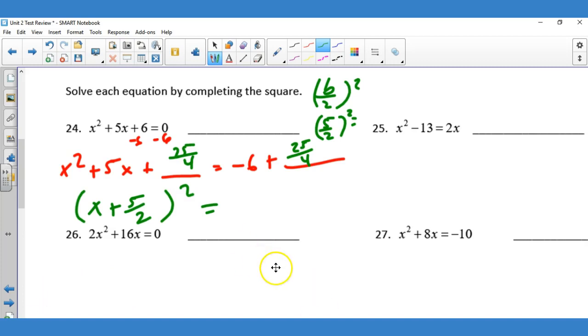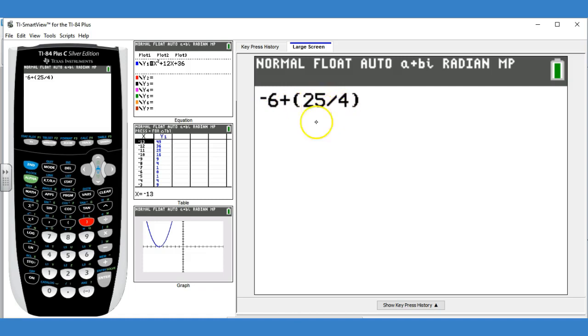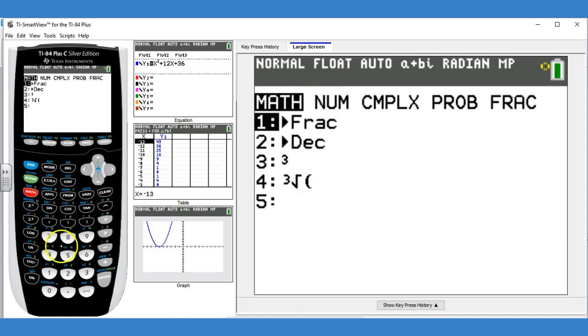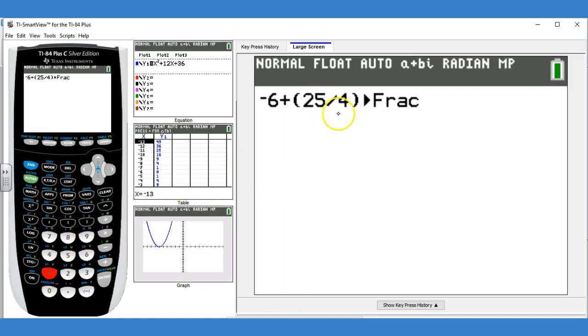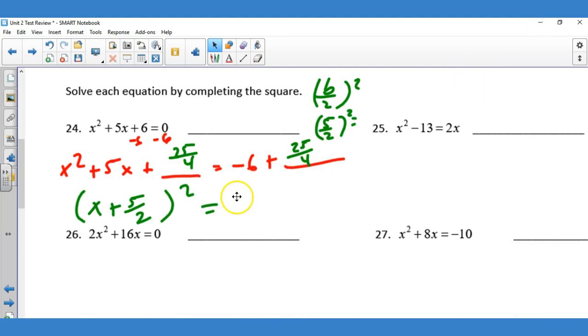You can very well let your calculator do it. Let me show you. I've already put it in, -6 plus 25 over 4. Math fraction, I want it to be in fraction form. So when I do it, I get 1/4, okay, 1/4. So let me go back over here and put 1/4.